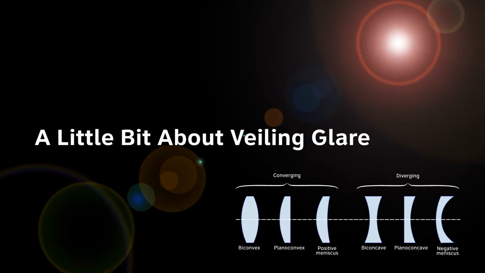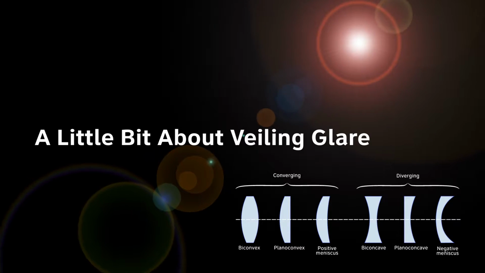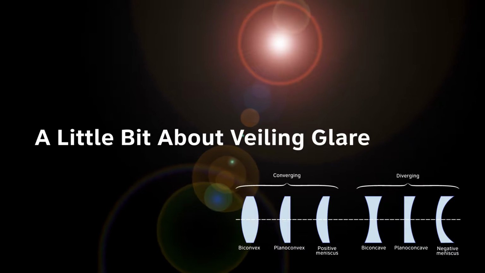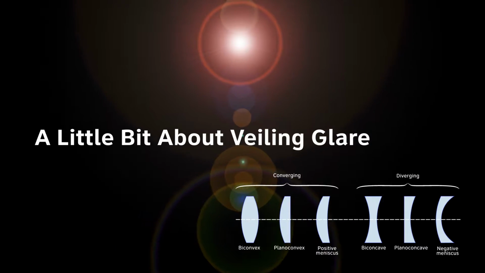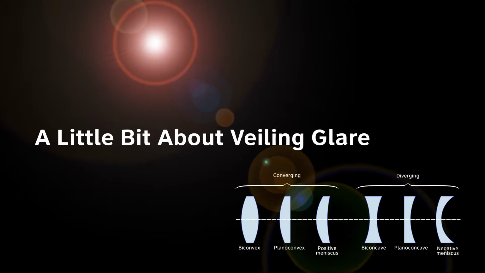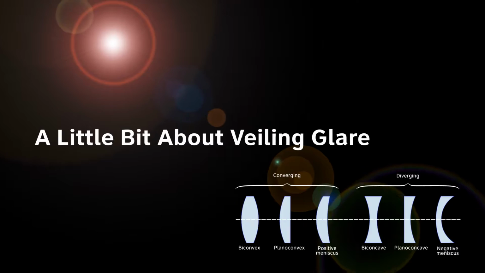Veiling glare or lens flare is stray light in lenses and optical systems caused by reflections between surfaces of lens elements and the inside barrel of the lens. Since all imaging systems are cameras, they are all subject to veiling glare. So why would we care?